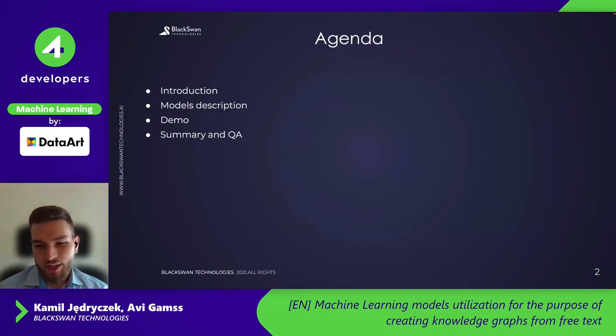The agenda for today is quite easy. It's about the introduction, some model description that I will be doing. Then we will switch to Avi's demo.